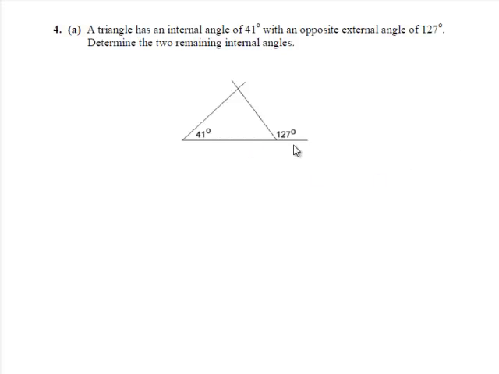Okay, this is a straight line, so this complete angle is 180, so that internal angle is 180 minus 127, so that's 53 degrees. And then the final angle in the triangle is 180 minus these two angles, or if you'd rather, it's 127 minus 41, because the two internal angles are equal to the external one. So that's 86 degrees. And that's the answer to part A.